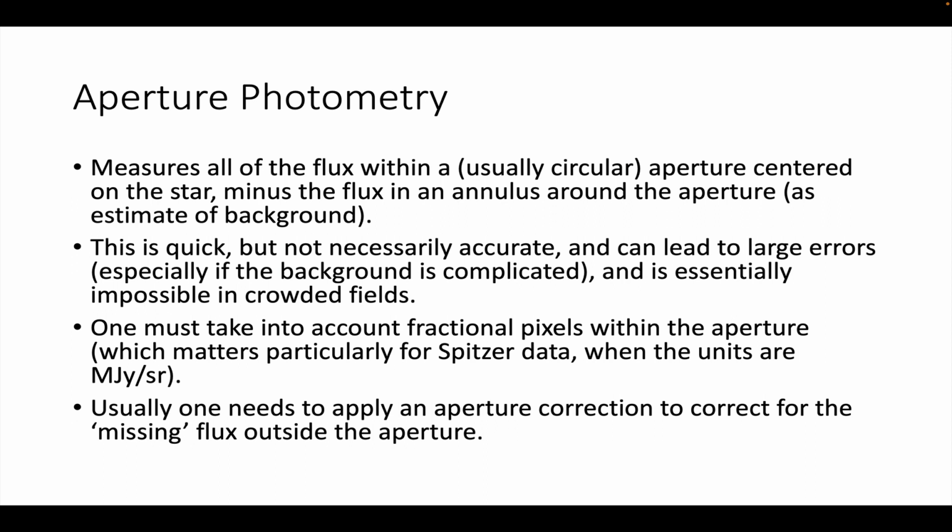When you do this, remember your pixels are square, but your apertures are circles, so you have to take into account fractional pixels. That matters a lot with Spitzer data because the units are megajanskys per steradian, and the per steradian is an area of the pixel. And when you're doing aperture photometry, you often need to apply an aperture correction, because your aperture almost certainly doesn't include all of the source's flux. The correction accounts for the flux outside the aperture.